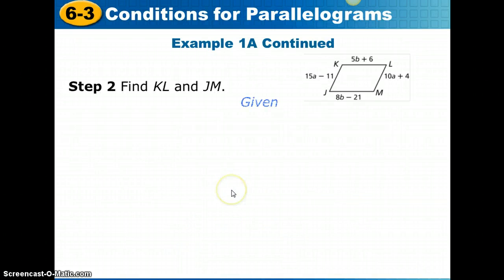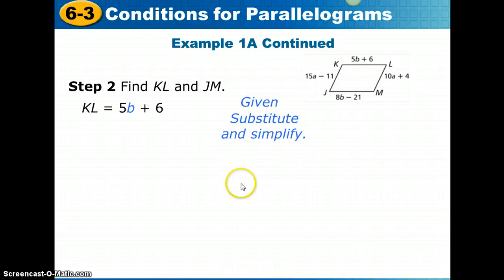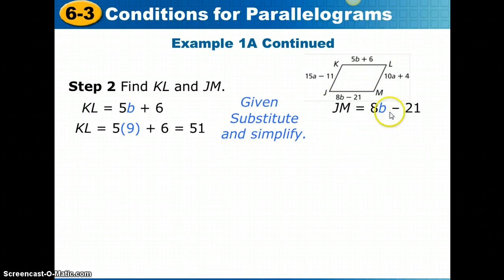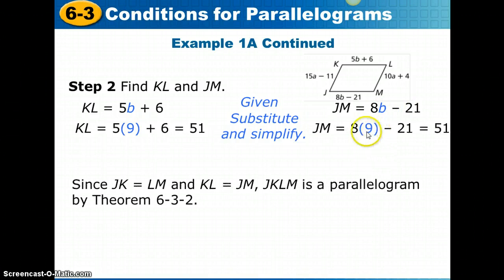Now we want to look at KL and JM. We're going to start with the given and substitute and simplify. KL is 5b plus 6. If I substitute the given value of 9 in for b, we get that KL is 51. But if I do the same thing for JM, 8b minus 21 becomes 8 times 9 minus 21, which is also 51. Since JK and LM are equal, and KL and JM are equal, JKLM is a parallelogram by theorem 6.3.2. We have both pairs of opposite sides congruent.